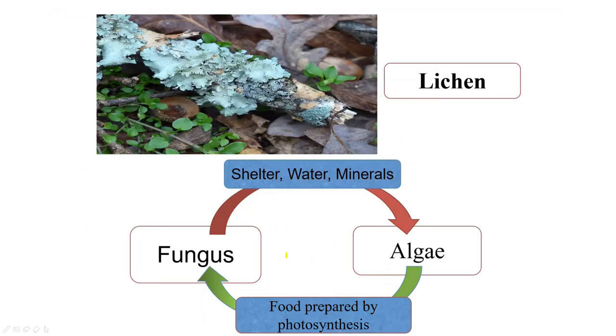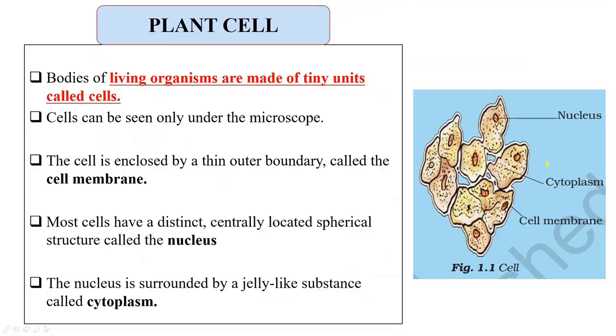There is one more example of symbiotic relationship, that is lichen. This is lichen. Lichen is an organism in which fungus and algae live together. The fungus provides shelter, water and minerals to algae, and algae in return provides food which is prepared by photosynthesis to fungus. So now we have studied about all the modes of nutrition in plants.